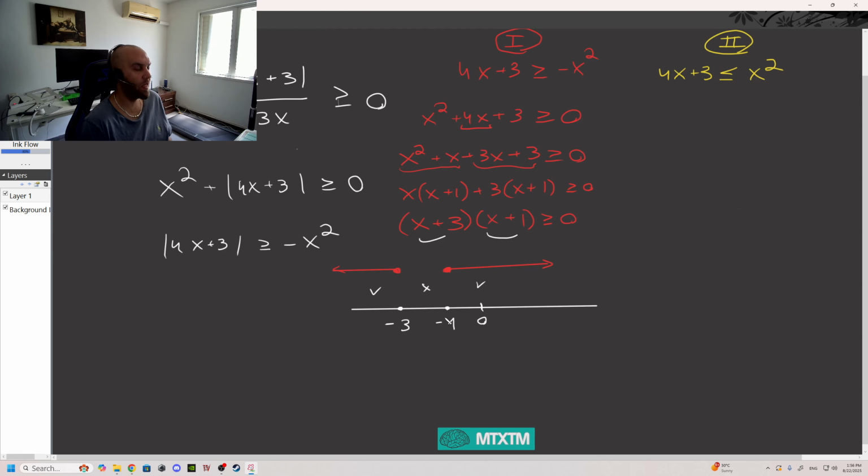Let's take a different example, -4, for instance. -4 here, you will get -1. Here you will get -3. You will multiply them and you will get a positive non-zero number, will be absolutely fine. So here, the solution for this inequation is going to be x is smaller or equal to -3, and or x is larger or equal to -1.